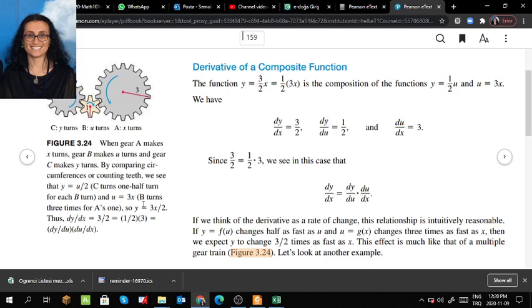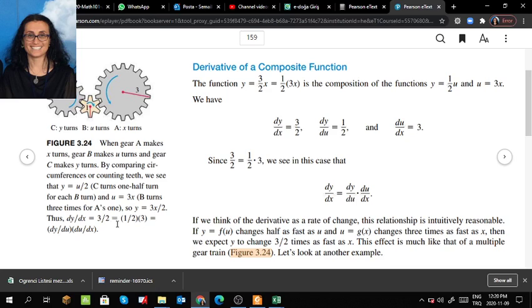Eventually, if you want to write y, which is gear C, in terms of gear B, I'm sorry, in terms of gear A, then you would get this relationship: y is equal to 3x over 2. And we want to see the rate of change of y with respect to x, which is dy over dx. If you take the derivative of this with respect to x, you're going to get 3 over 2.